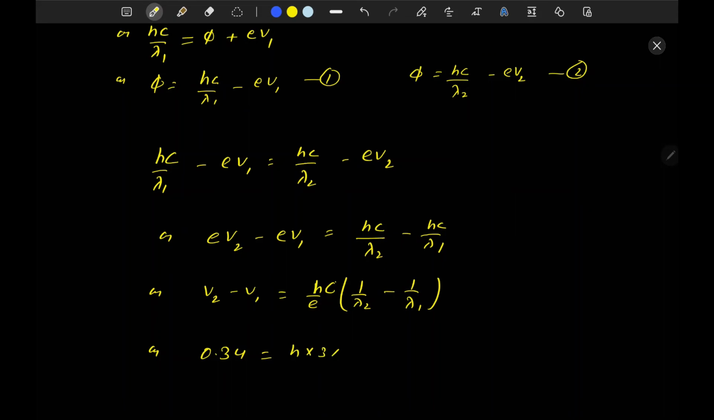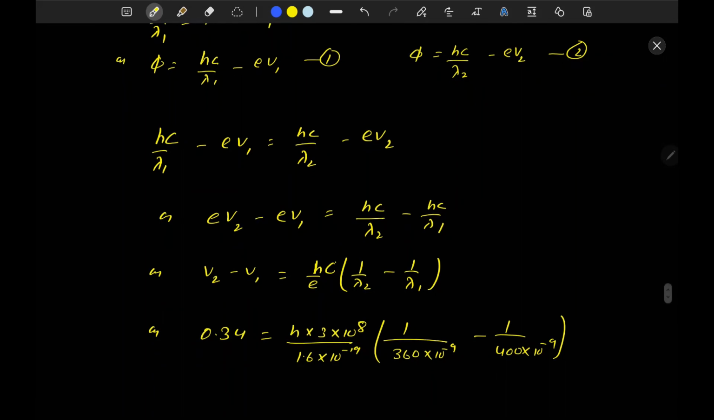Now we will put these values to get the value of Planck's constant: 0.34 = h × 3 × 10^8 / (1.6 × 10^-19) × (1/(360 × 10^-9) minus 1/(400 × 10^-9)). Solving these equations, we get the value of h as 6.5 × 10^-34 joule second, which is the required answer.